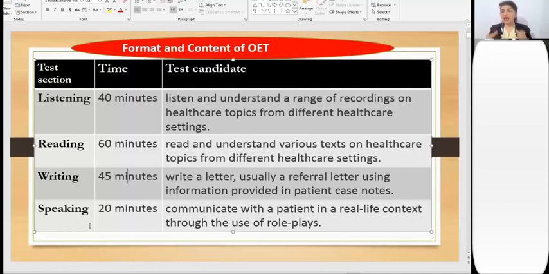Okay, so you will have role play. They will give you two role play cards. In each card, you will be requested to have a role. Usually you will be a doctor and you will speak and communicate with a patient or with a relative of your patient. Usually it's like that. So we will practice on this one as well.